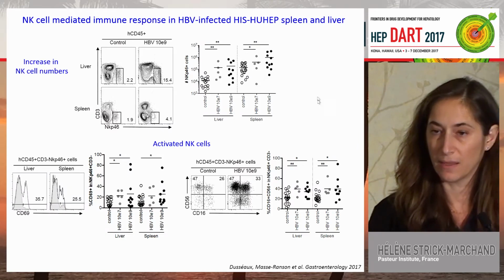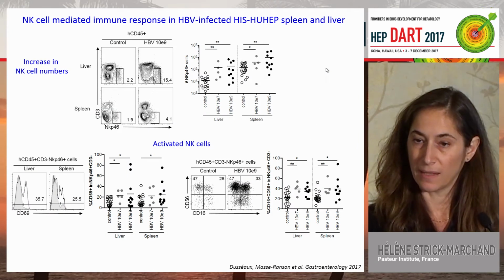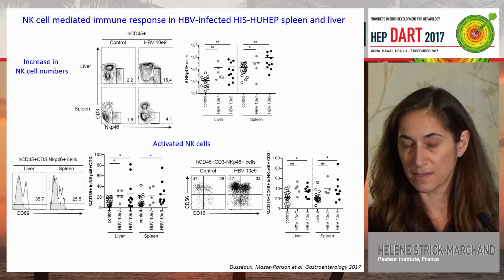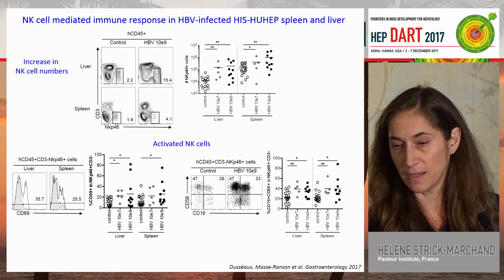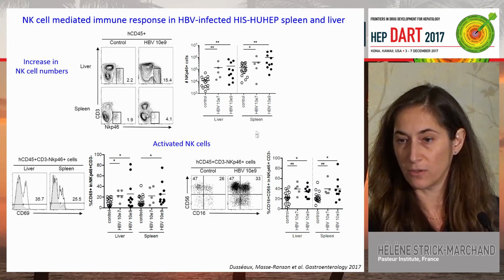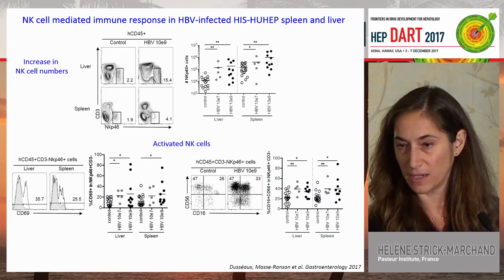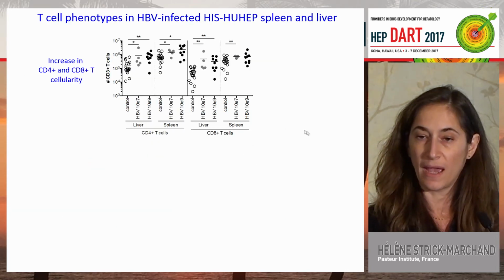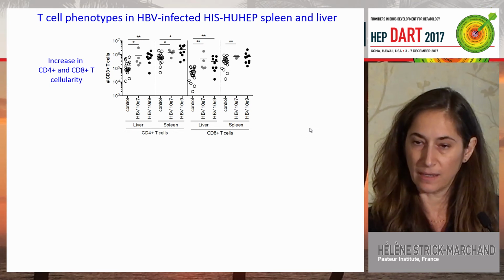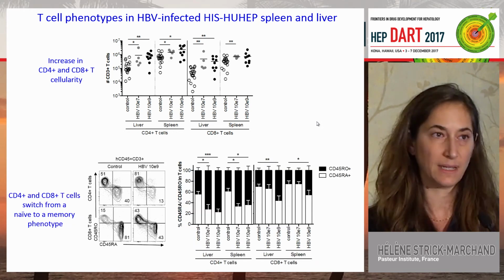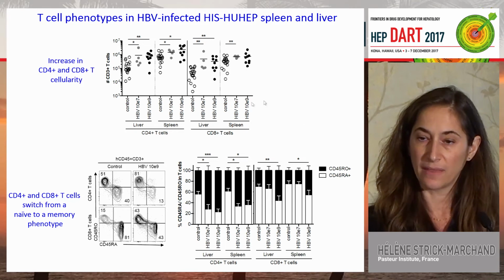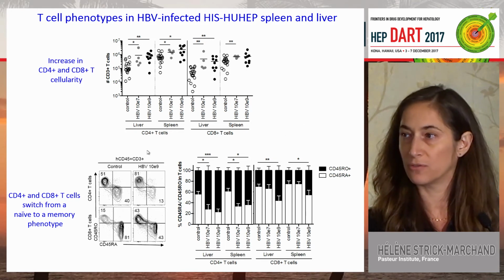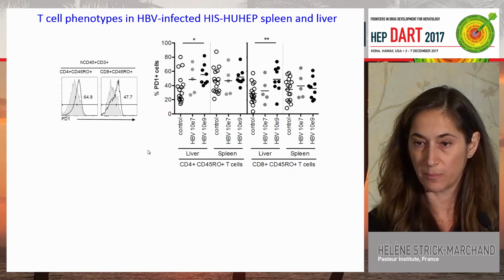If you look in the animals at sacrifice, so here we're at 3 to 4 months post-infection, the NK cells are increased in numbers according to the viral load that you're injecting, and they're very activated, expressing higher levels of CD56 and CD16. And the T cells are also increasing in cell numbers, both CD4s and CD8s in the liver specifically, and they're switching phenotypes from a naive CD45RA to a memory CD45RO phenotype.